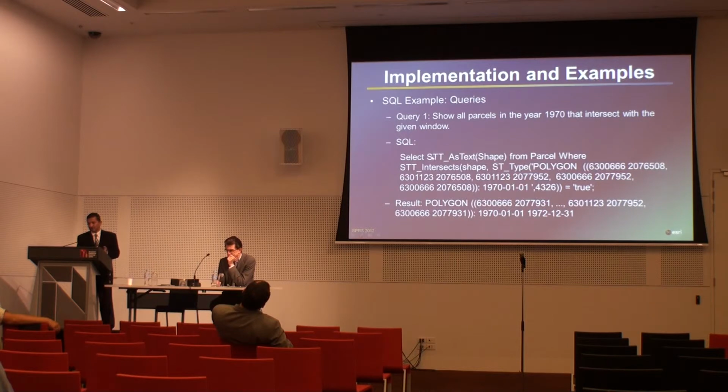I want to say select ST as text from parcel table where ST intersect, and you specify the shape from the DBMS, and you provide the filter in this part. So it will intersect all the polygons, and it will intersect the time, and where this intersect is true, it will return all the polygons. In this case there is one polygon, and you see that it's returned in the WKT with time format.